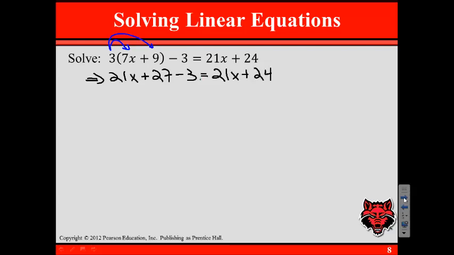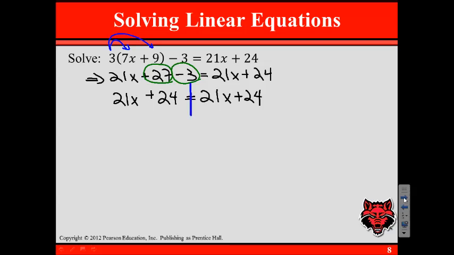Now we combine like terms on the left-hand side. 27 minus 3 is 24. Everything else stays the same. So 21x plus 24 equals 21x plus 24. Now at this point, you may notice something peculiar has happened. If you don't recognize it, I will go one more step before we actually stop and talk about what's going on here.